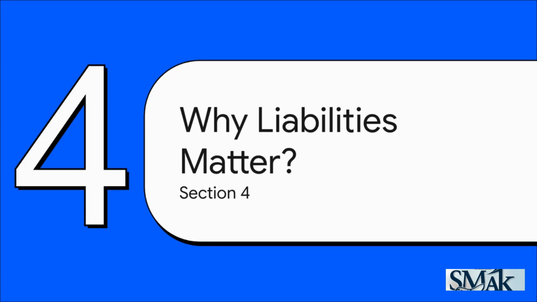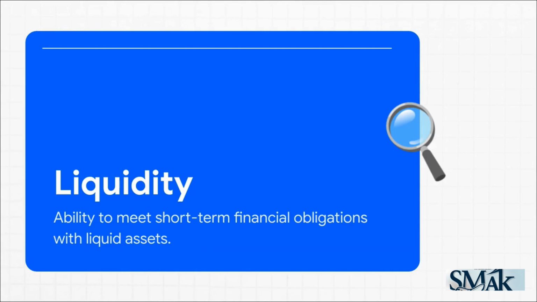And finally, Section 4. Why do liabilities matter? Let's slow the pace down for a second and look at the macro picture. Effectively managing these classifications dictates the very survival of a company, and it basically comes down to three major pillars of financial health. The first is liquidity. This is all about the short game.